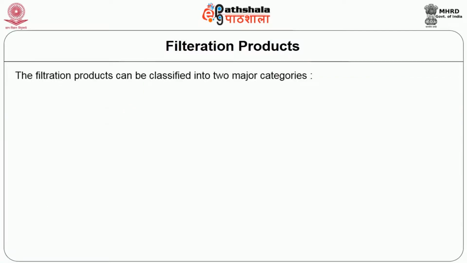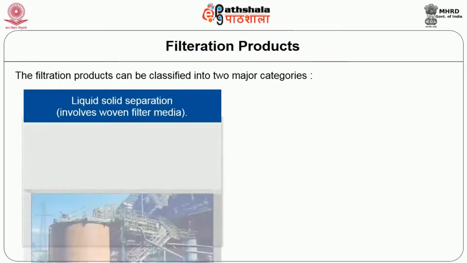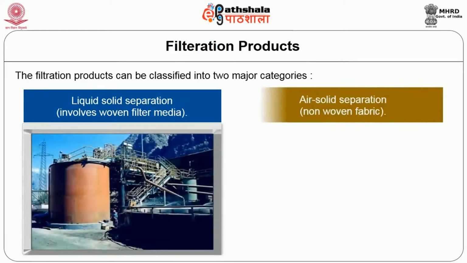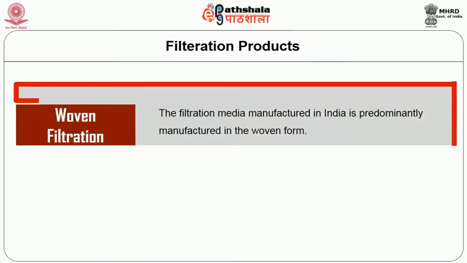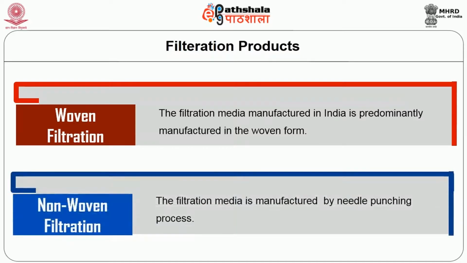Filtration products are classified into two major categories as liquid solid separators and air solid separators. The filtration textile media manufactured in India is prominently manufactured in woven form. The non-woven filtration media is manufactured by needle punching process.